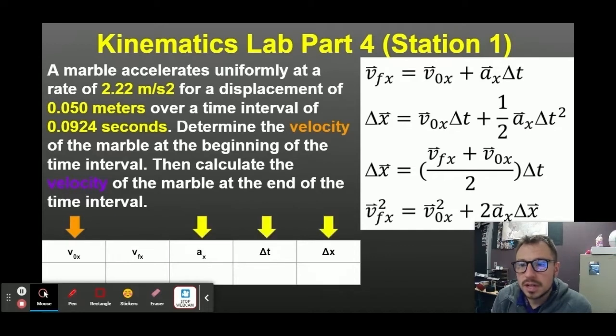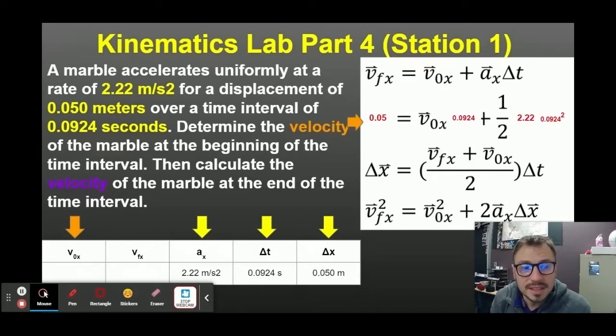So then I need to ask myself, what three variables do I already know? Well, I know the acceleration, because that was given to us in Part 2 of the kinematics lab. That's what we calculated. I know the delta t, the time interval. That was given to me by the photo gate. And delta x, the displacement, was given to me by the measurements between those photo gates, the distance between those photo gates. So now I need to find the equation that has these 4 variables, or the one that doesn't have the final velocity, which just happens to be the second one.